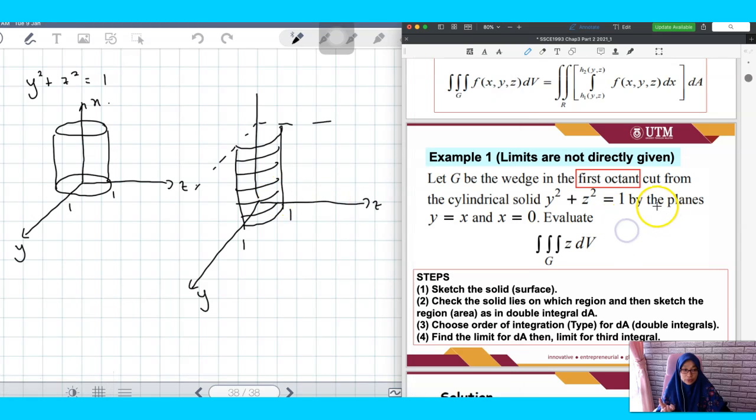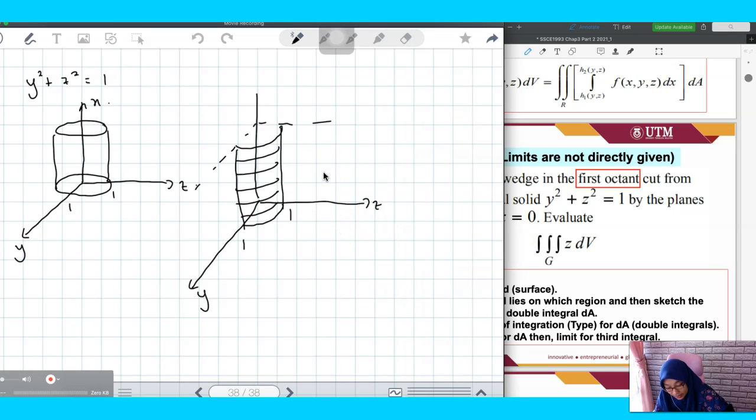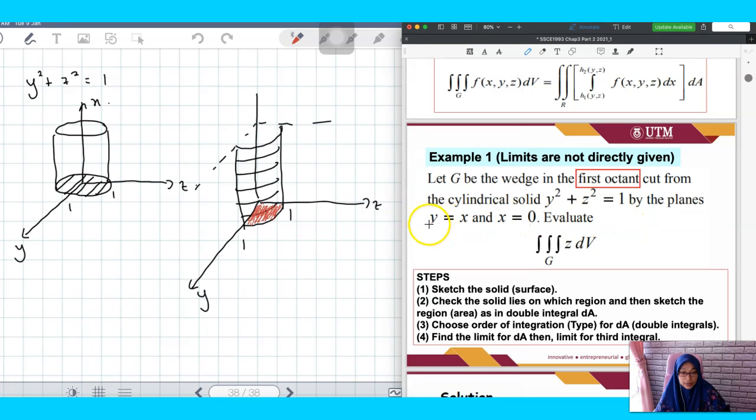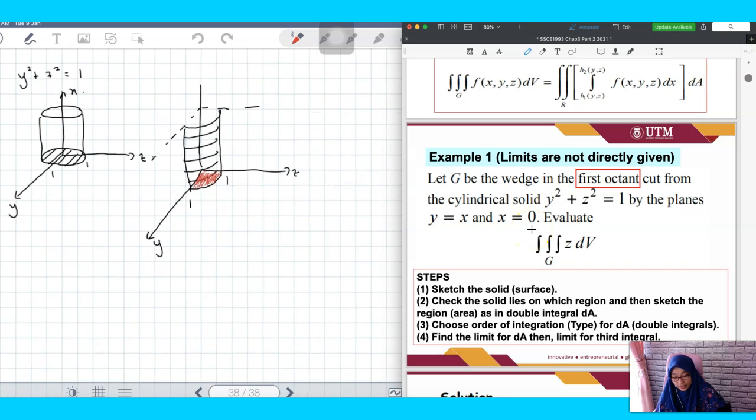To make it close, you have to have the plane x equal to 0. So where is x equal to 0? If this is x, then x equal to 0 should be the floor down here. Because we want the first octant, this is the surface of x equal to 0. So we close our surface down here, but there's something at the back that is still open, right? But there is another plane, y equal to x, the line of y equal to x.